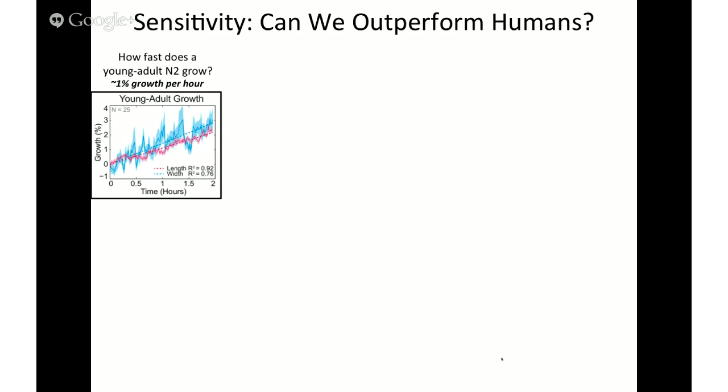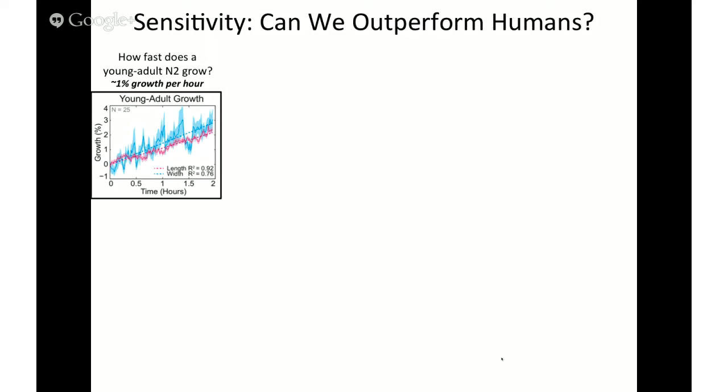One of those things is we are able to ask, how fast does a young adult grow, in this case of the wild type? This experiment was done with 25 young adults, which we recorded over 2 hours. If you look at this graph, you can see a linear trend. There's a lot of noise because worms contract and elongate, and there's a little bit of noise in the video anyhow. But if you look at this trend, you see 1% growth per hour for a young adult, essentially.